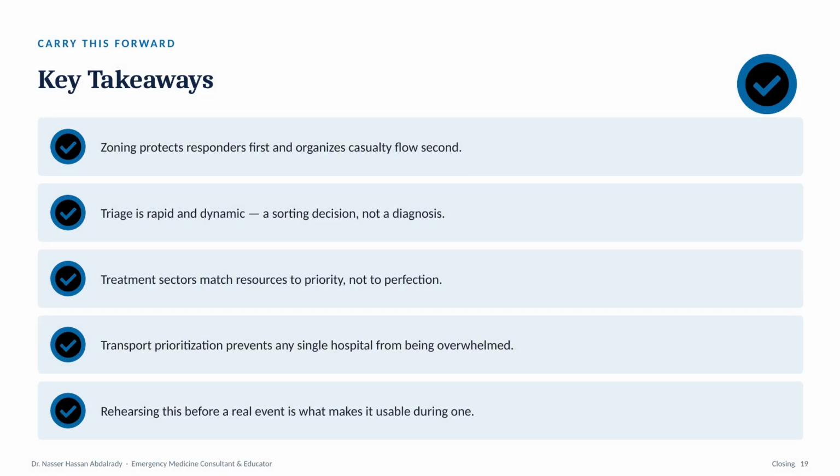Let's bring it together. Zoning protects responders first and organizes casualty flow second. Triage is rapid and dynamic, a sorting decision, not a diagnosis. Treatment sectors match resources to priority, not to perfection. Transport prioritization prevents any single hospital from being overwhelmed, and rehearsing all of this before a real event is what makes it usable during one.